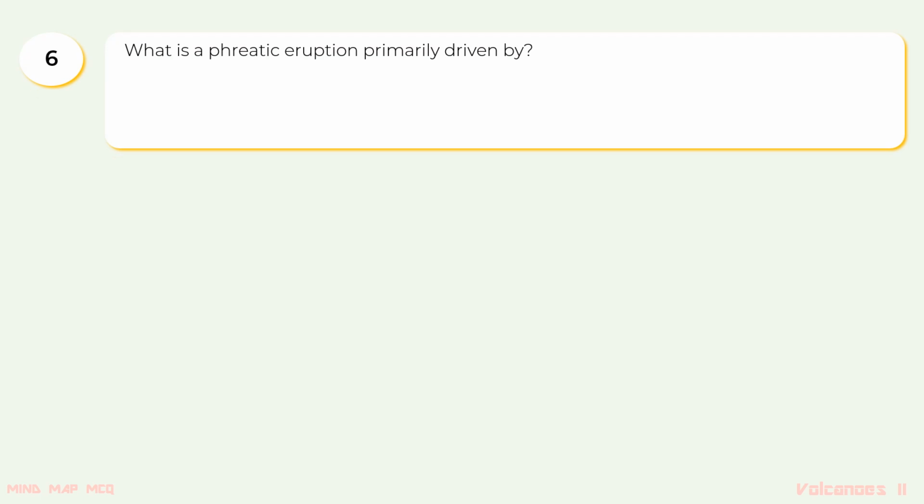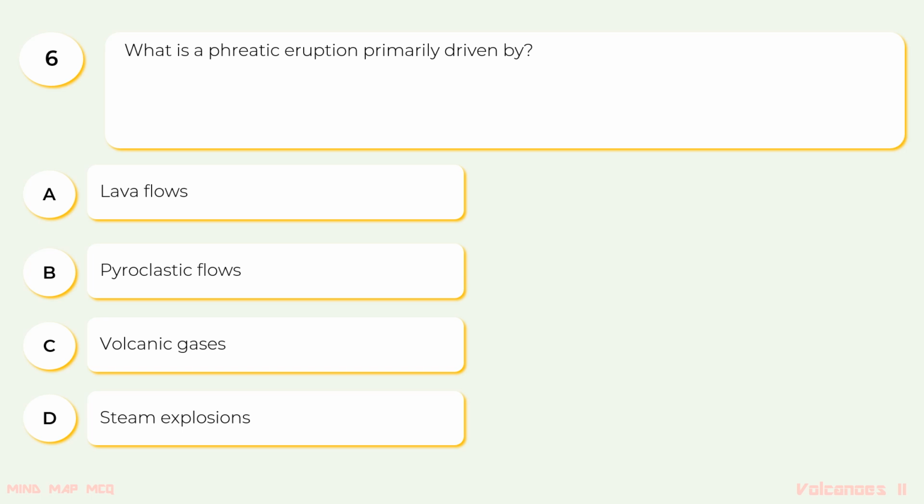6. What is a phreatic eruption primarily driven by? The options are A. Lava flows, B. Pyroclastic flows, C. Volcanic gases, D. Steam explosions. The correct option is D. Steam explosions.